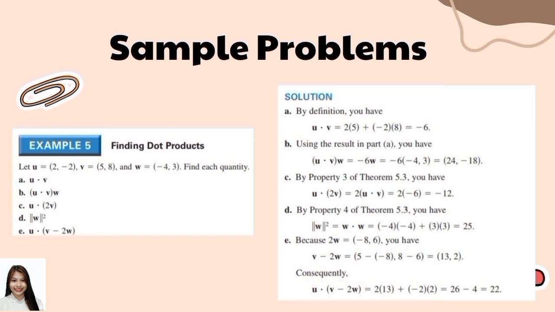By Theorem 5.3, the absolute value of w squared is equal to w · w = -4 times -4 plus 3 times 3 = 25. Letter E, because 2w = (-8, 6), you have v - 2w = (5 - (-8), 8 - 6) = (13, 2). Consequently, u · (v - 2w) = 2 times 13 plus -2 times 2 = 26 - 4 = 22.